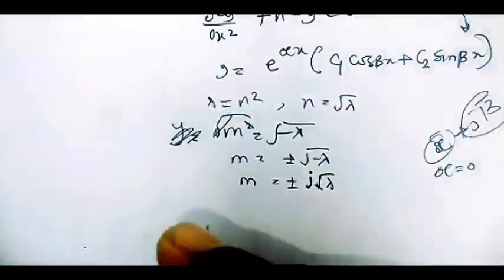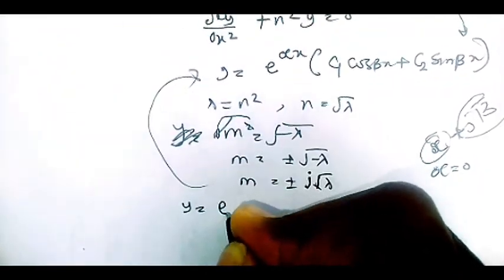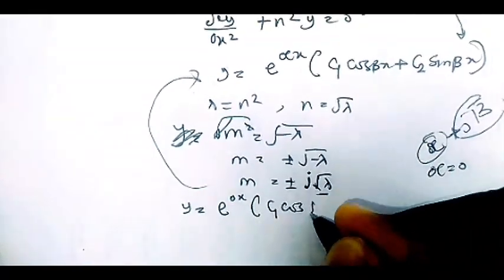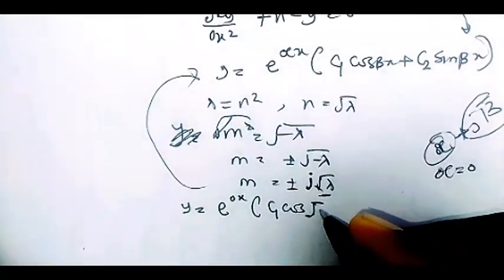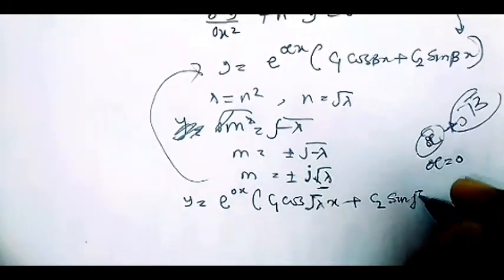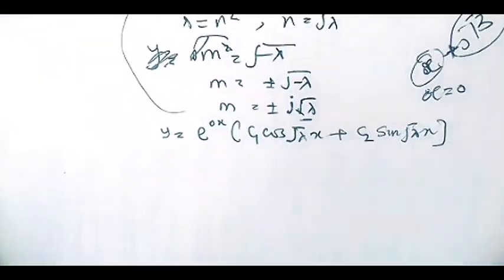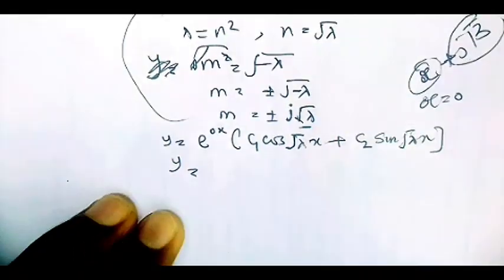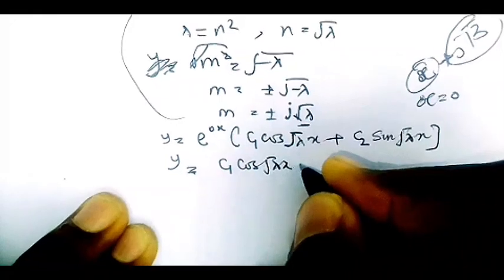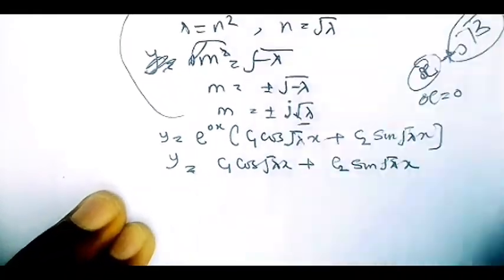So let's substitute it back into our solution. The general solution will be e^(0x) times c1 cos, my beta here being the square root of lambda, so cos of square root of lambda x, plus c2 sin square root of lambda x. That's that. So writing my solution of y, this gives me y equals c1 cos square root of lambda x plus c2 sin square root of lambda x.